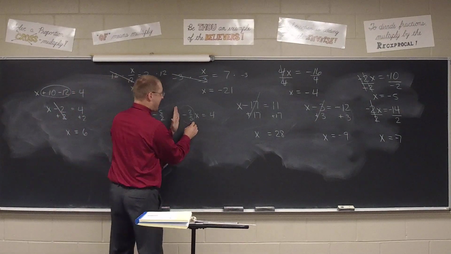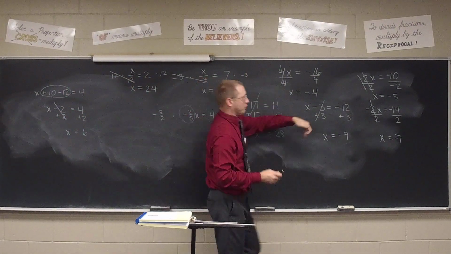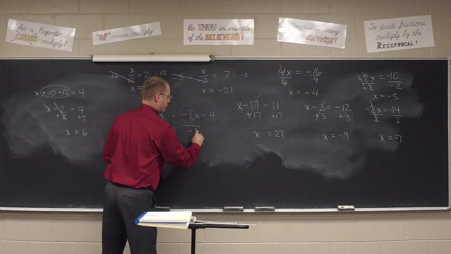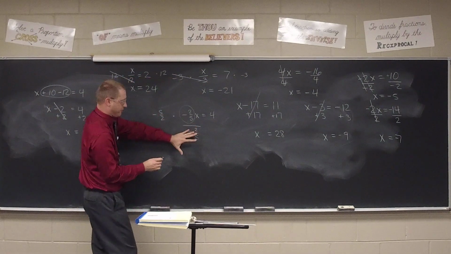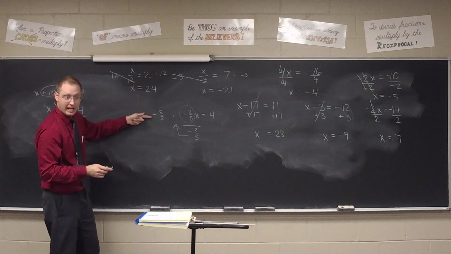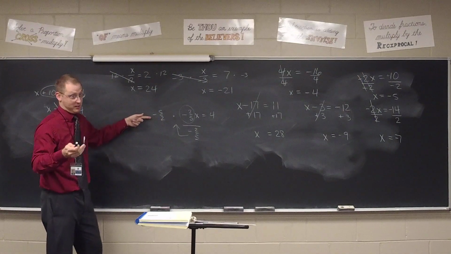So we say, get rid of a 4, divide by 4. Get rid of a negative 2, divide by negative 2. Get rid of a negative 2/5, divide by negative 2/5. But no, we don't really divide. We multiply by the reciprocal, negative 5/2. That makes sense?